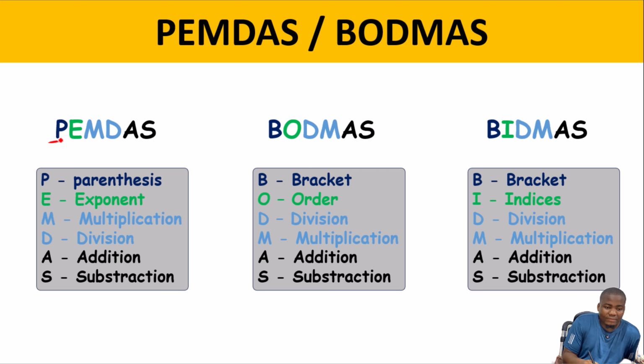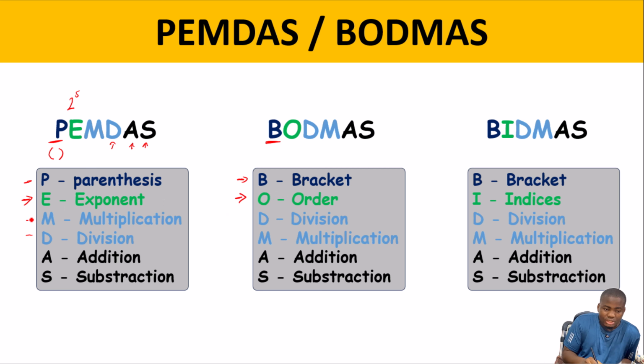Here you have P that stands for parenthesis. And then you have exponent, that is when you raise something to a power, like when you have 2 to the power of 5. You understand? So exponent. Then you also have multiplication, division, addition, and subtraction. Same thing with BODMAS. You have a bracket, which is just the same as the parenthesis. You have order, which is just the same as exponent.